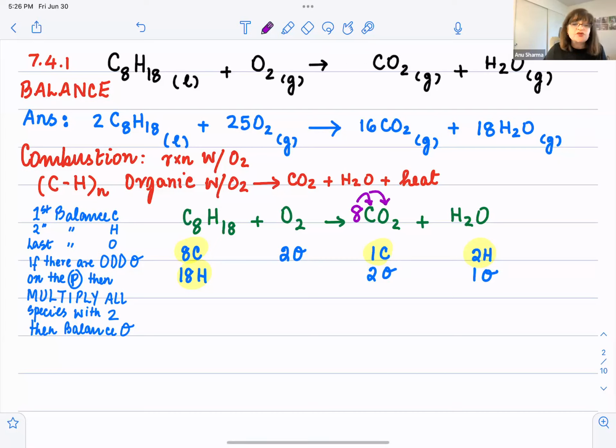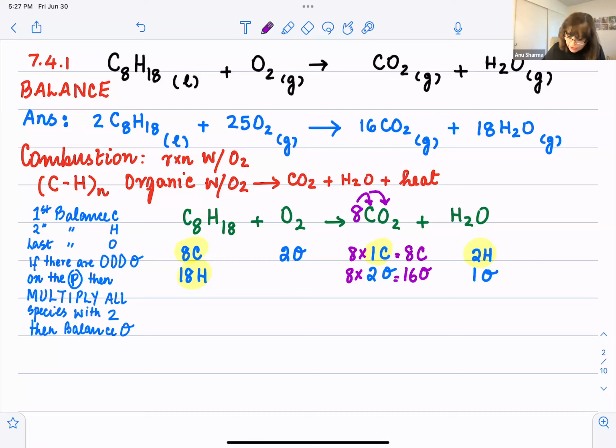This 8 also applies to oxygens. So 8 times 1 carbon and 8 times 2 oxygens now makes 16 oxygens. And you have 8 times 1 carbon, which is 8 carbons. That's one piece. So carbons got balanced.